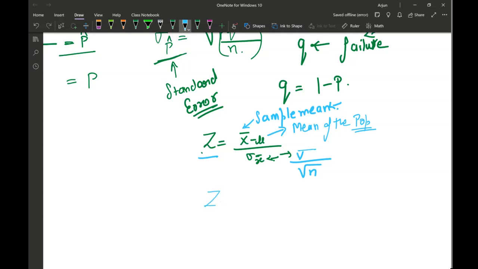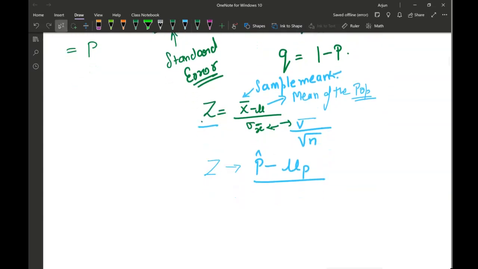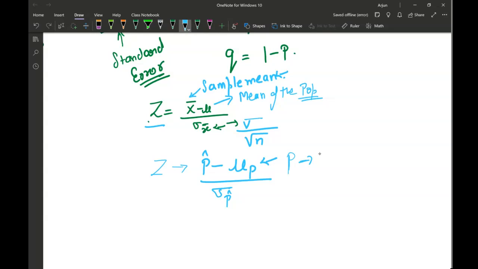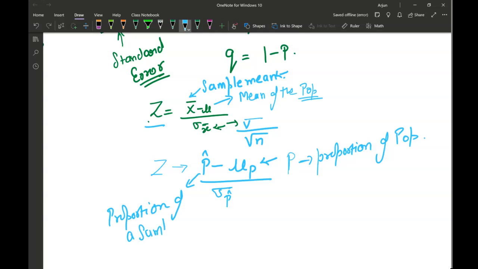So again we will find the z-score for this chapter also, but the formula will change to p hat minus mu p divided by sigma p hat, and mu p can be replaced by capital P, the proportion of the population. p hat is the proportion of a sample, and this is the standard error we've already figured out, the square root of p times q upon n.